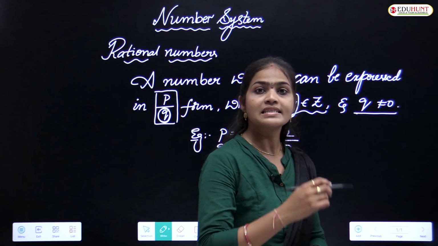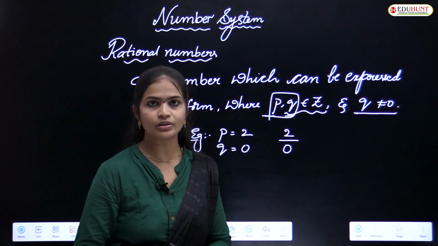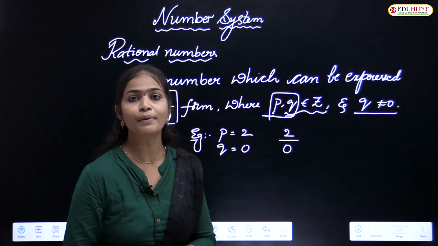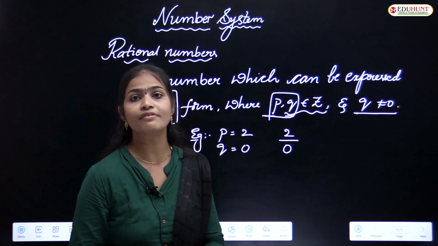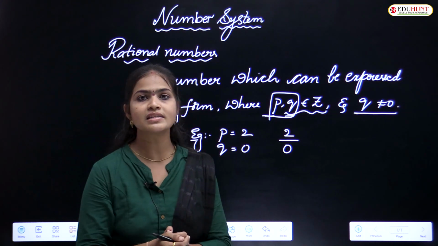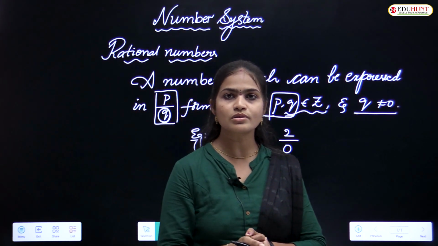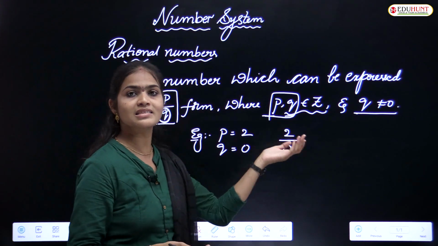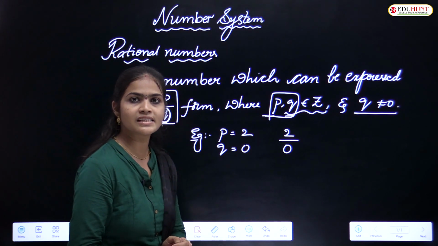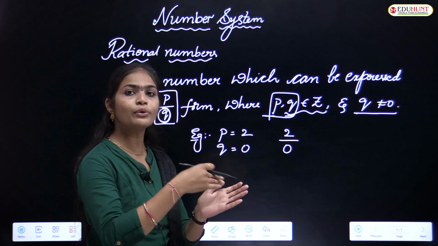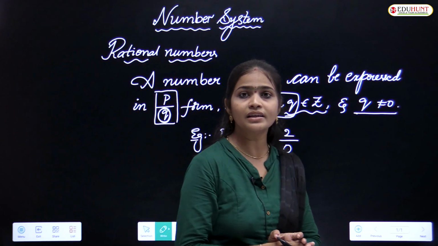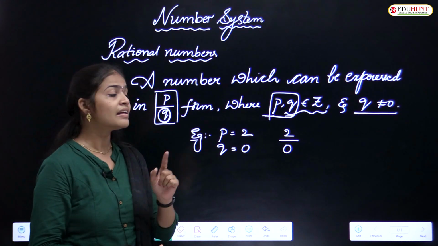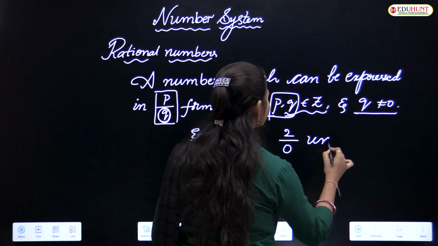Is it possible? 0 is divisible by any other number, we know that condition, but no number is divided by 0, which means 0 never divides any other number. Why? Because 0 into 1 is 0, 0 into 2 is 0, 0 into 3 is 0. Then where will you get 0 into something equal to 2? It is not possible. Because 0 into any number always gives 0 only, no? That's why this is undefined.